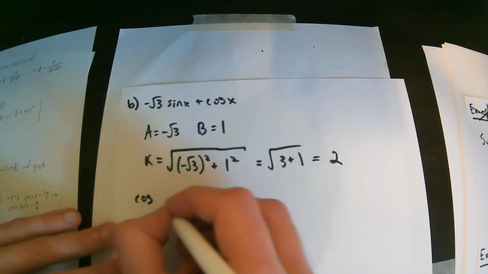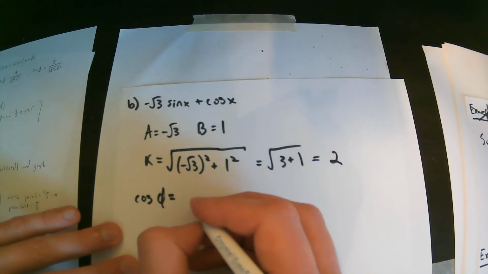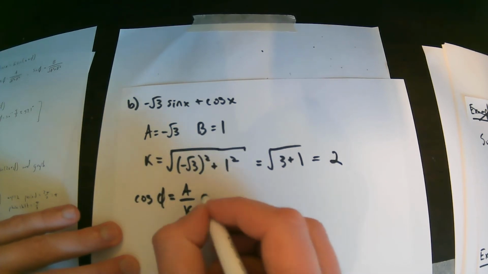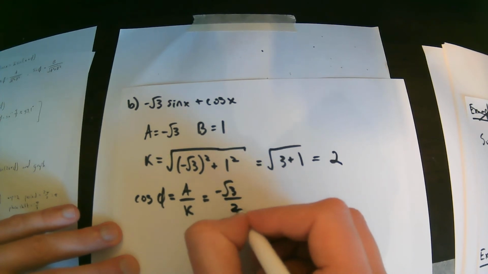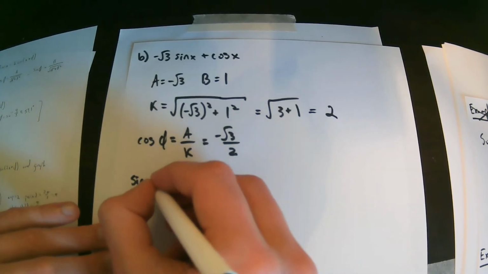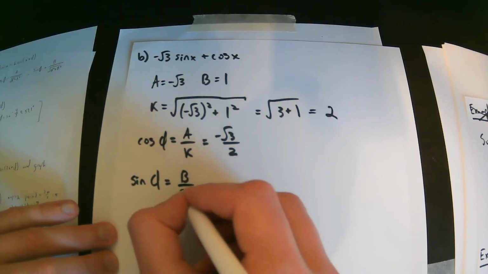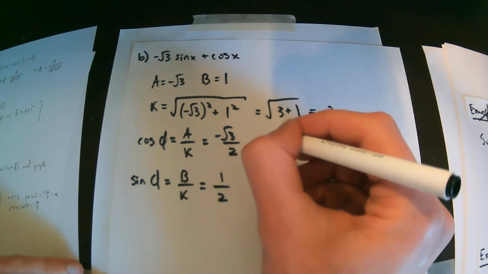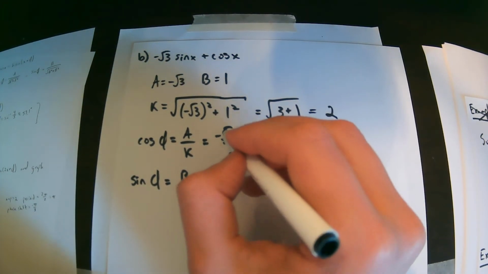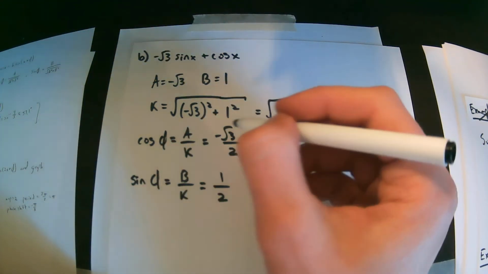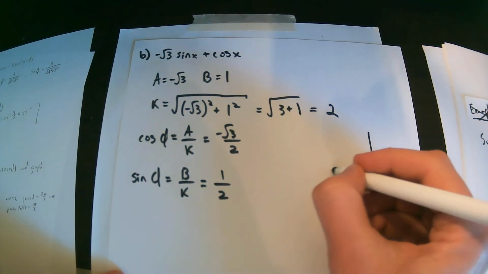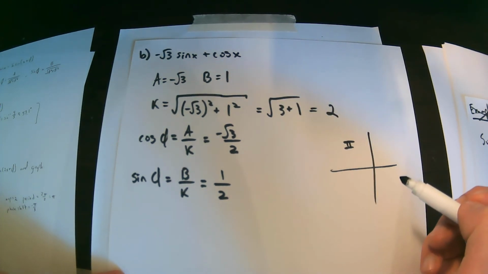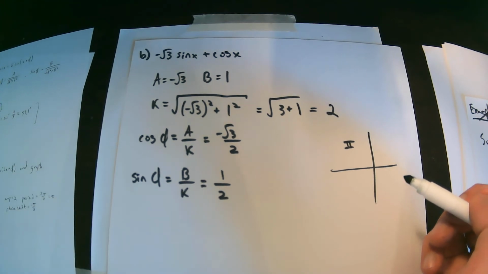Now I also know that cosine of phi should be a over k, which is going to give me negative root 3 over 2, and sine of phi should be b over k, which is 1 over 2. But what does this tell us? Where is cosine negative and sine positive? In quadrant 2, right? In quadrant 2. So we just need to keep that in mind.